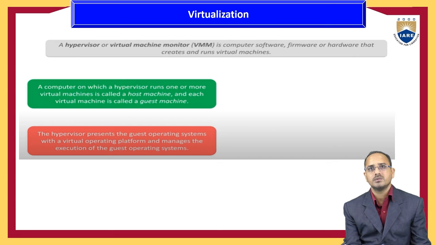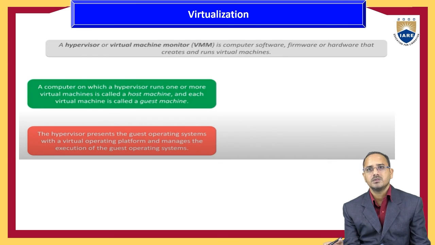So we can say that a hypervisor is a VMM, or virtual machine monitor, which is computer software, firmware or hardware which creates and runs virtual machines. A computer on which a hypervisor runs one or more virtual machines is called a host machine. This is the definition we have seen. The computer on which we have installed the hypervisor and which is running more than one virtual machine, we call it a host machine, and each virtual machine we call a guest machine, as we have seen.